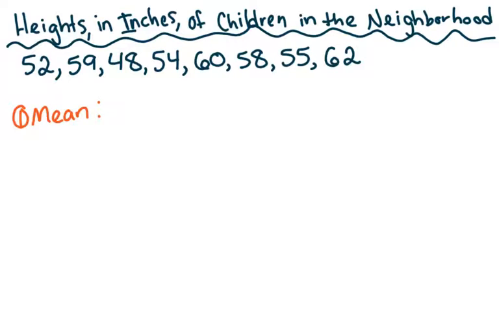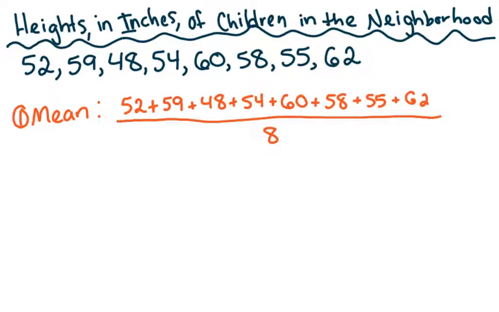For step 1, we're going to find the mean of our data. So we're going to add them all up. To find the mean, we need to add up all the data and divide by how many there are, which is 8. The total of our data is 448. 448 divided by 8 is 56. So the mean of our data is 56 inches.